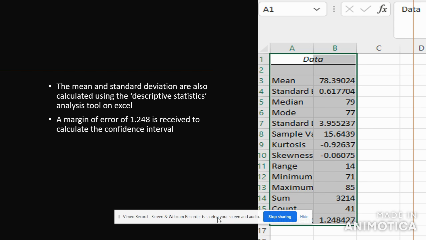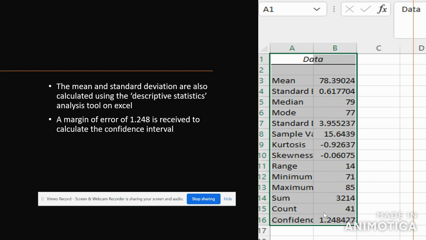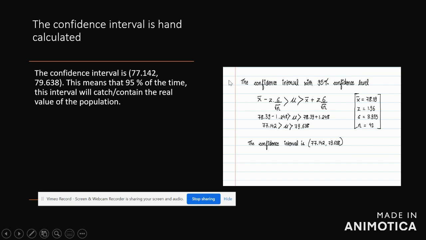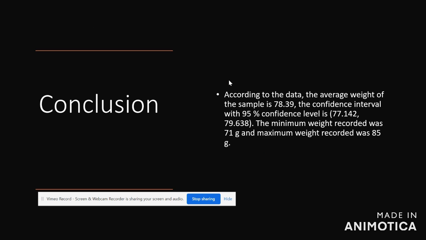And using this function, the margin of error for the confidence interval was recorded to be 1.248. Using this data, the confidence interval was hand calculated and it came out to be 77.142 to 79.638. This means that 95% of the time this interval will catch or contain the real value of the population.